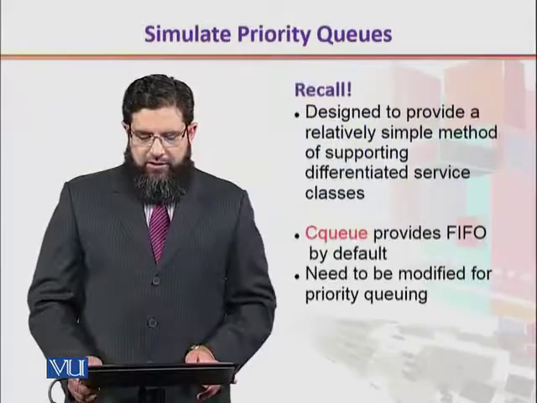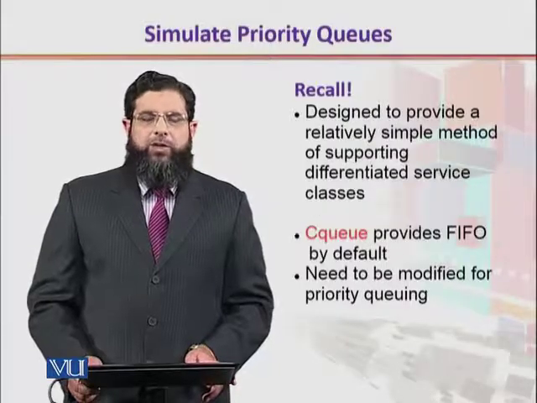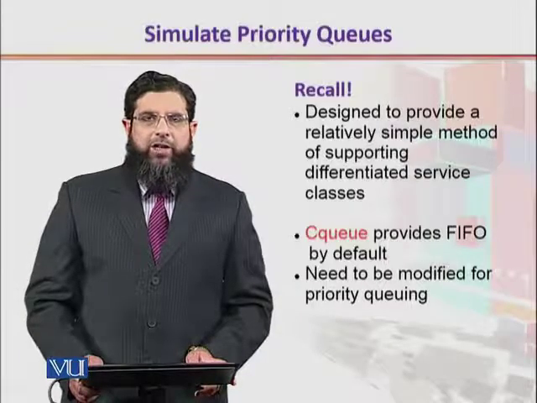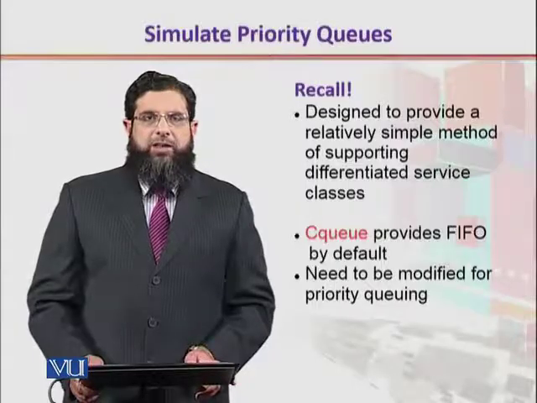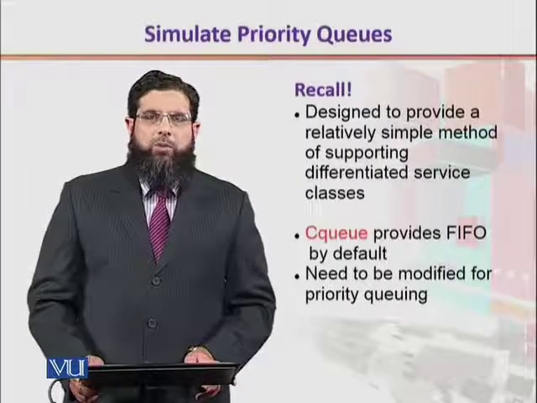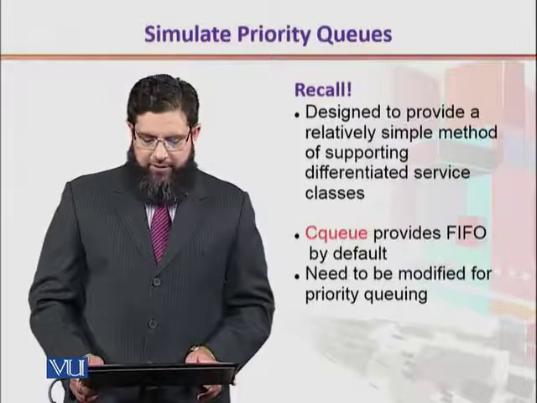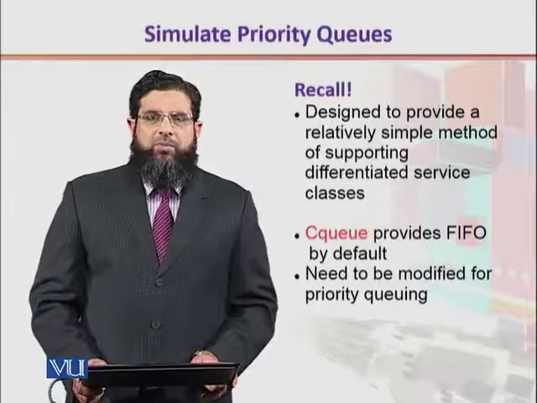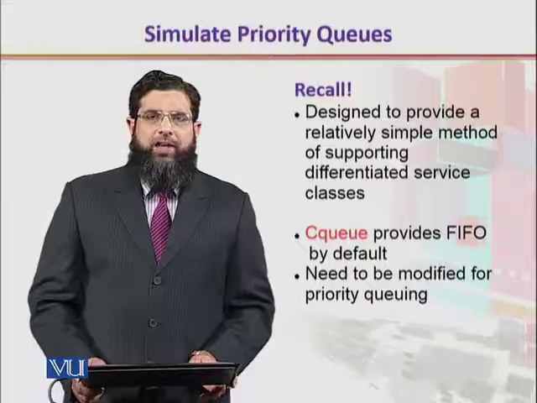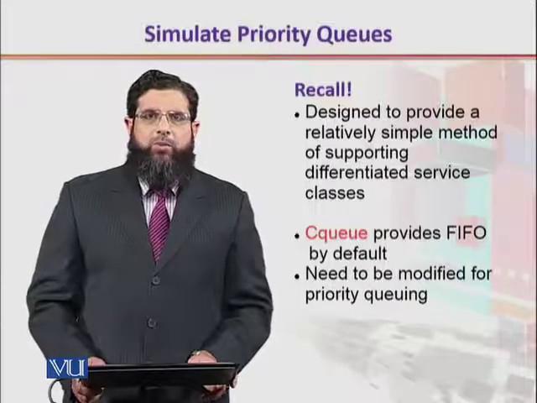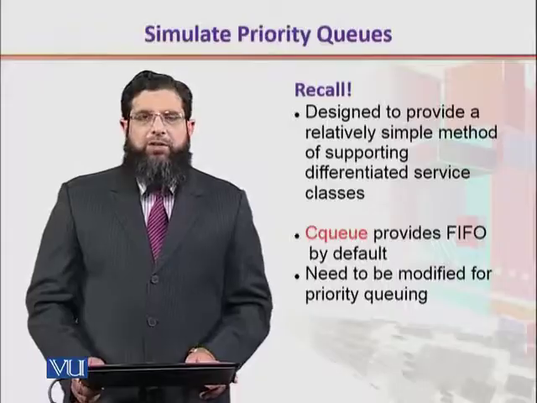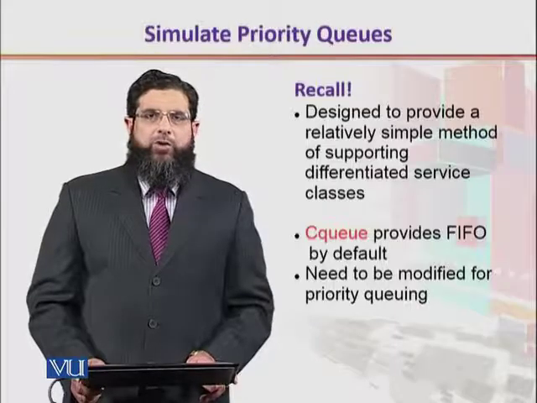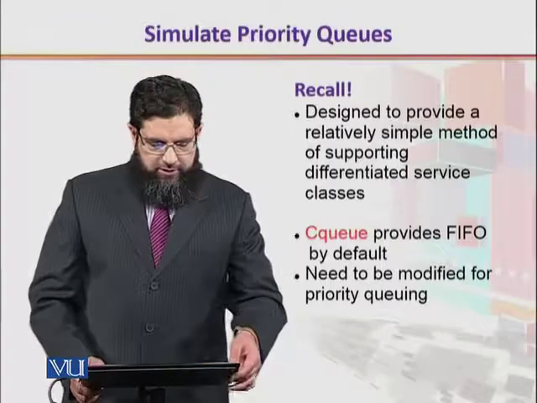Recall that priority queues are actually meant to provide varied quality of service through a relatively simple method, in order to support both real-time and non-real-time traffic. In the OMNeT++ INET framework, the CQ header file and CQ library provide first in first out by default. It has to be modified in order to support the priority queuing of choice.